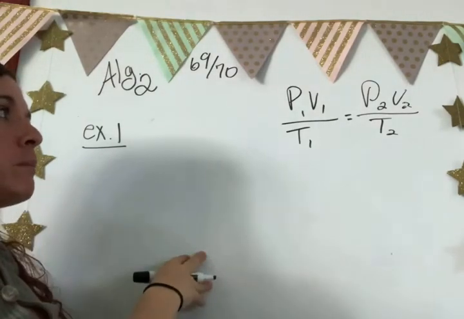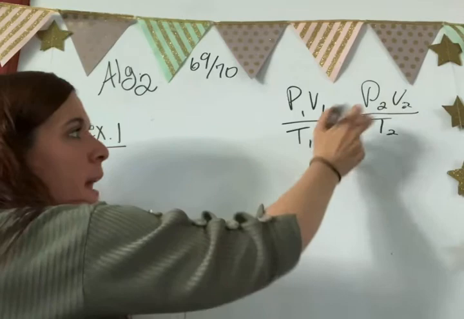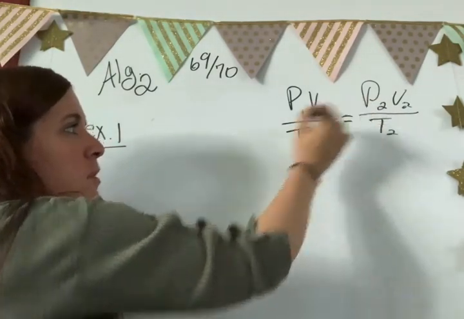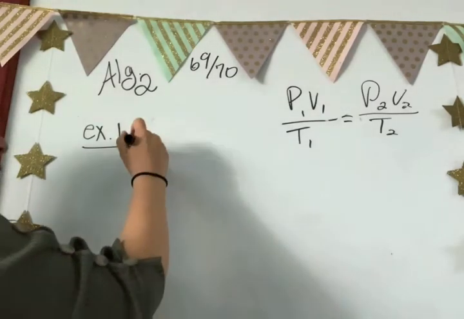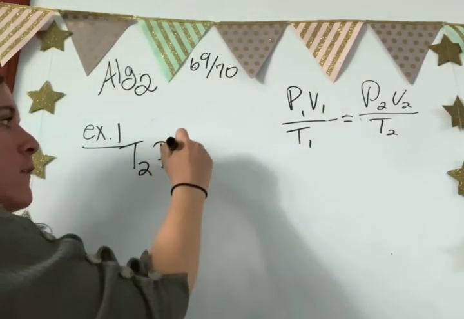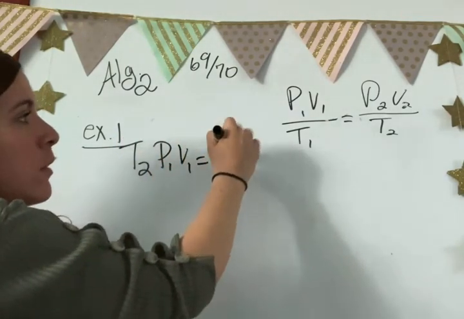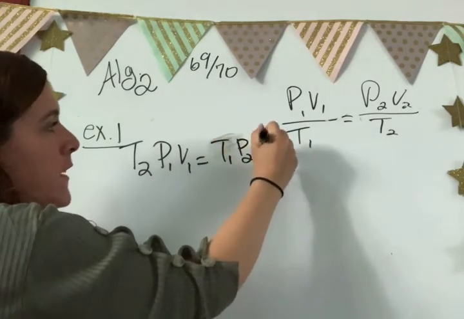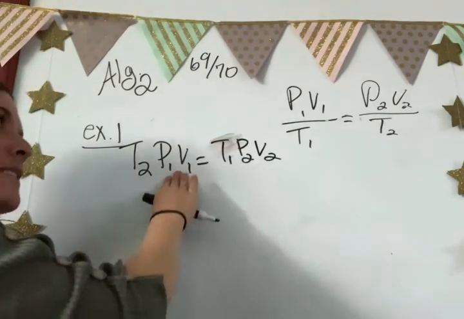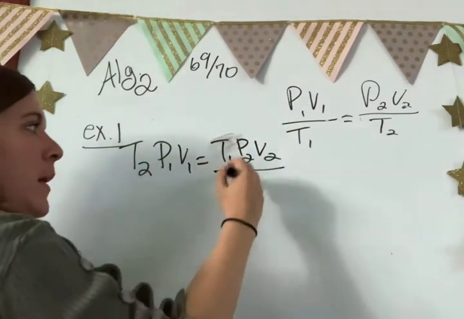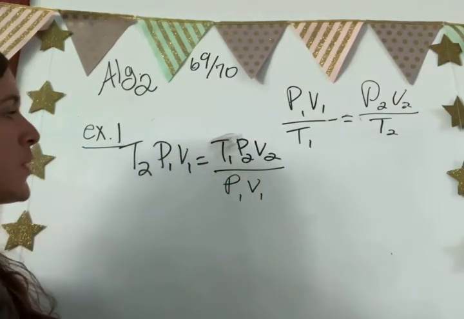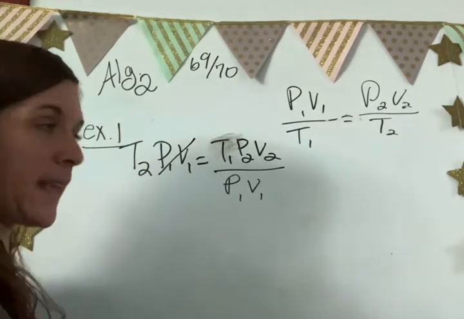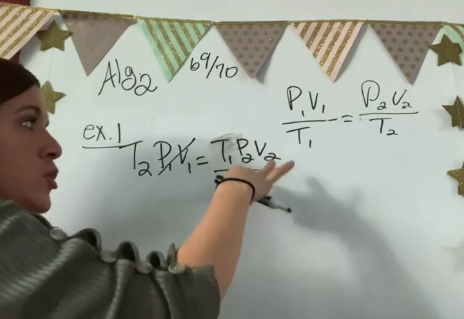Well, I'm going to crisscross and multiply. That's what I'm going to do on this one, okay? I don't want to really mess with this formula so much because we're going to be using it the whole time. But I'm going to crisscross and multiply, so I have T2 P1 V1 equals T1 P2 V2. Then I need to get this off of the T2, so I'm going to divide by P1 V1. So now all of a sudden I have T2 solved for.